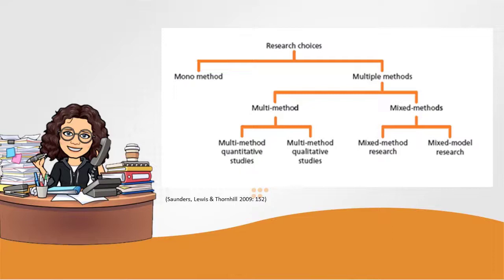You can get a multi-method qualitative or multi-method quantitative study where you use multiple methods from one approach. So two or more qualitative methods used together in a qualitative study, or two or more quantitative methods used in a quantitative study. In other words, you use multiple methods, but you don't cross the line between quantitative and qualitative. So you are not mixing methods. Mixed methods refer to the crossing of that line between qualitative and quantitative. There are also two types here.